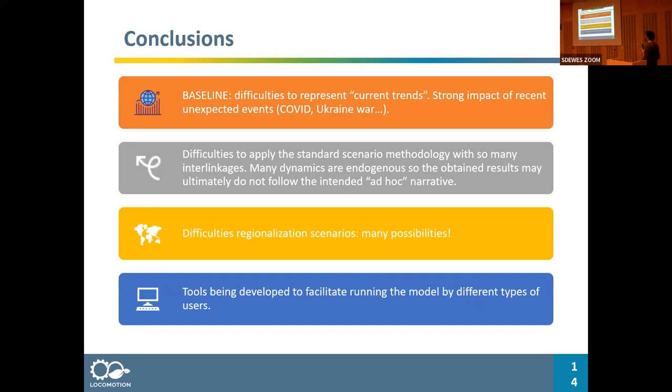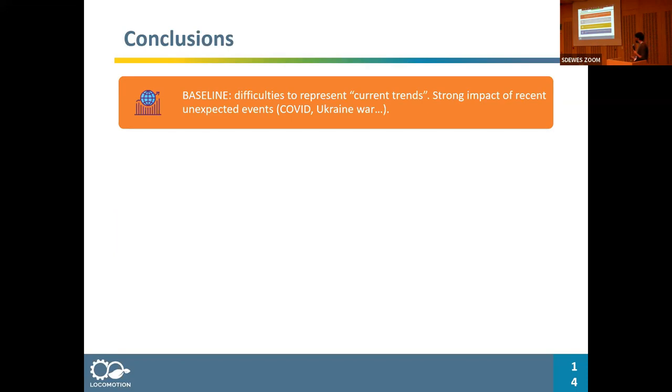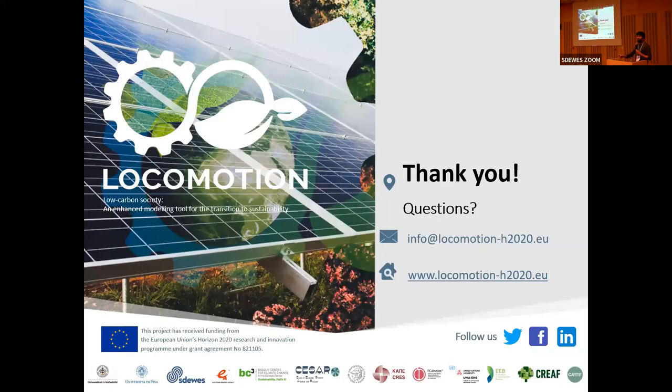It's complicated. Then also, it was very difficult to apply the standard scenario methodology with our model, because the IPCC standard scenario methodology is very focused on linear models, which have a very linear structure, and our model has many linkages. So you can have a lot of a priori about how things are going to evolve, but because they are endogenous in the model, in reality, you don't know. We will know this when we are more familiar running the full model. Regionalization difficulties I already mentioned, and then the tools which were presented by Roger, because it's very difficult to run this type of tools. So this is all from my side. Thank you very much.